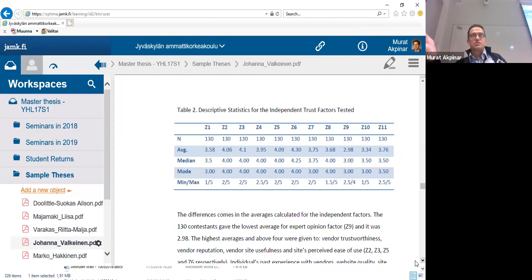But all these Z's, Z1 to Z11, the reader will not remember what was Z1, what was Z6. If you want to make some comparison, you look at the averages, you see that the highest is 4.30, that is Z6, and the lowest is Z9. Okay, what was Z9? You need to go somewhere else to find out what was Z1, what was Z9. So don't make a table with variable names. Put the names.